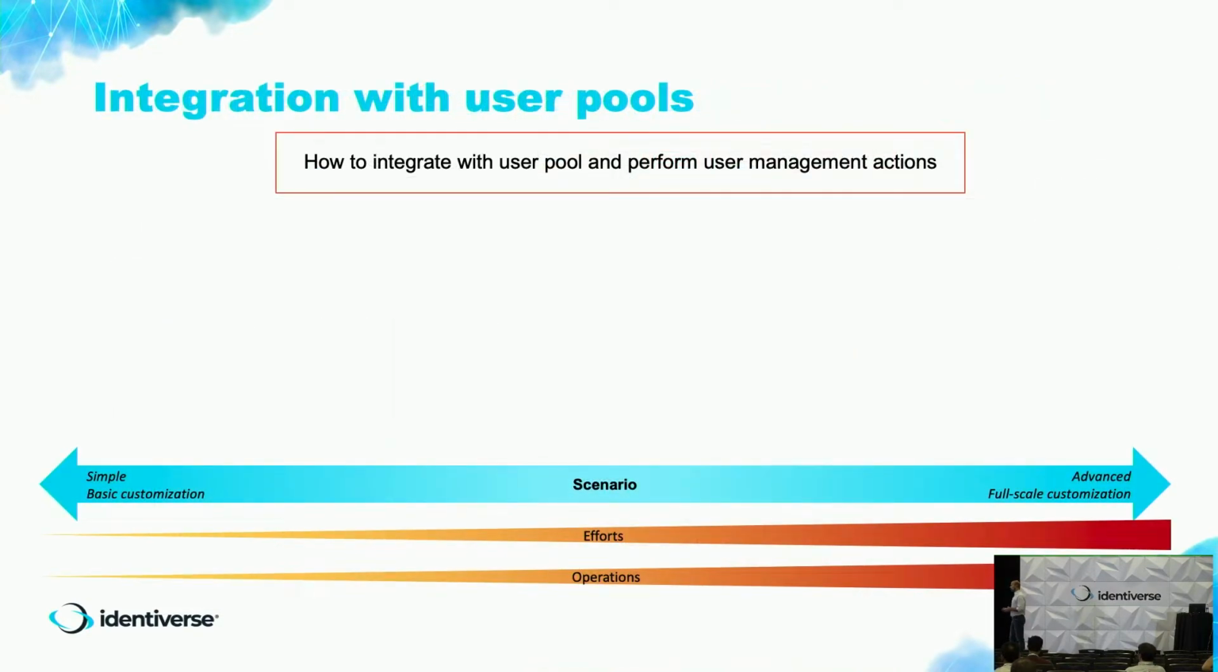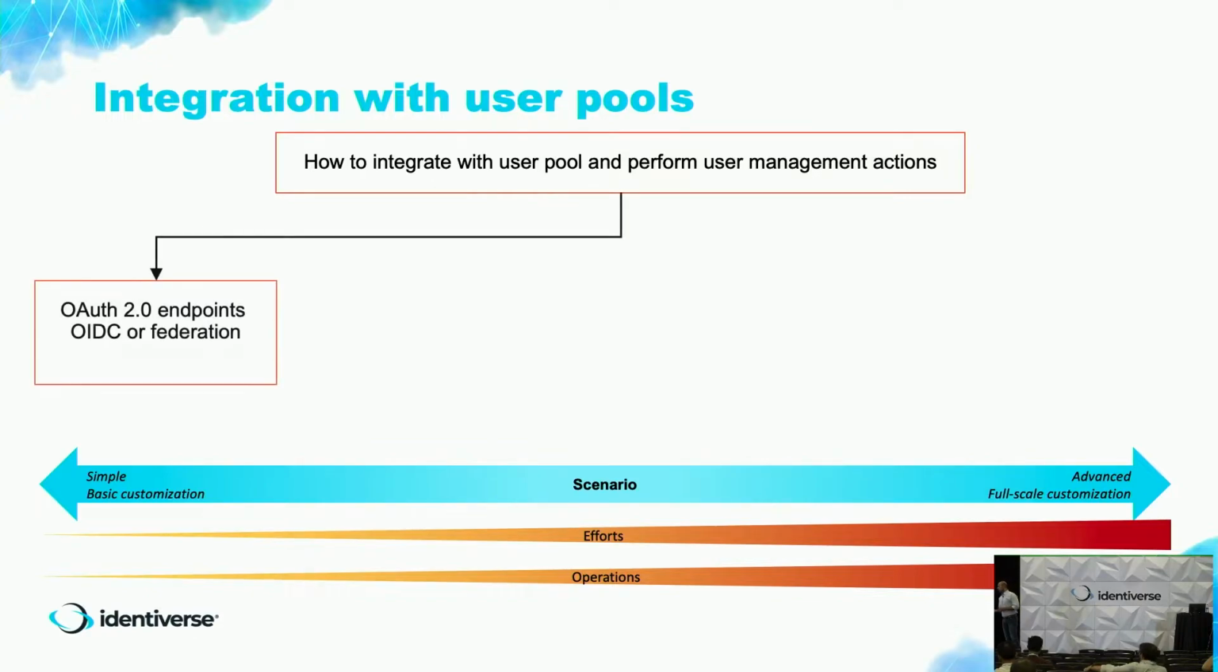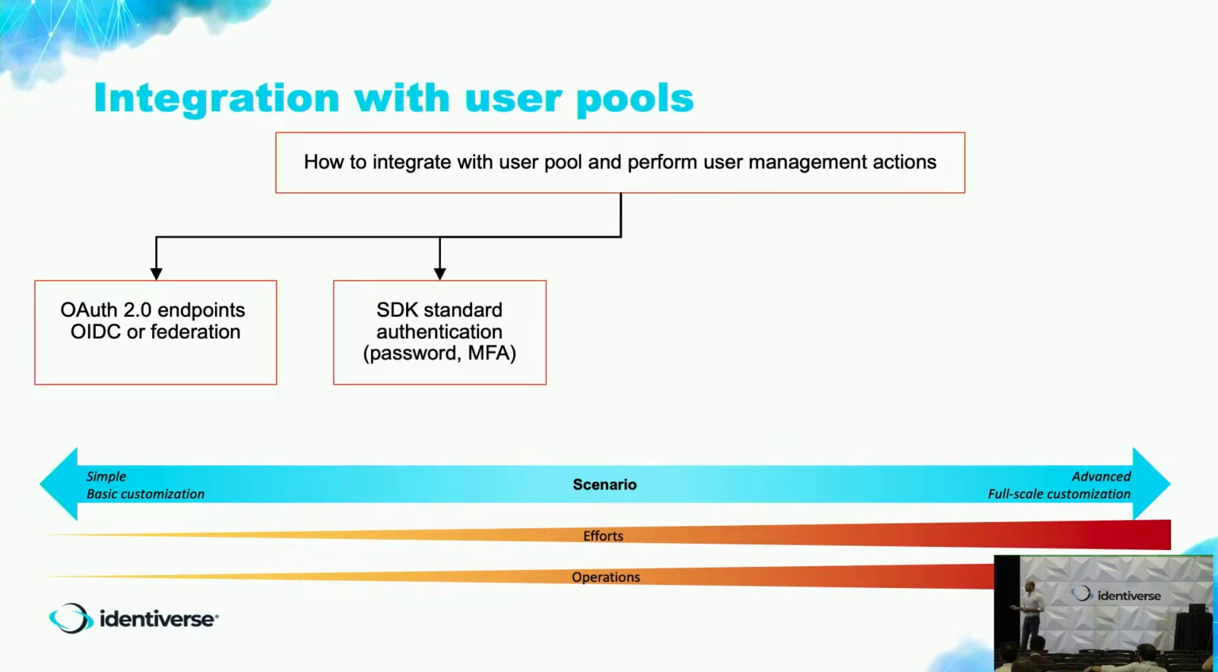To integrate with the Cognito user pool, the first option available to you is using the OAuth 2 endpoints and using the user pool itself as an OpenID provider. This allows you to use the out-of-the-box hosted sign-in and sign-up pages. This is also the flow that you will be using if you are doing federation to social or standard IDPs. This is also the flow that you will be using if you are doing machine authentication with client credentials flow, for example.